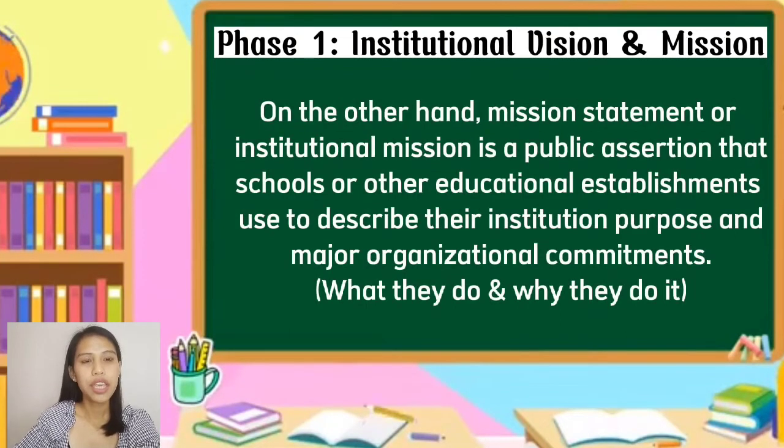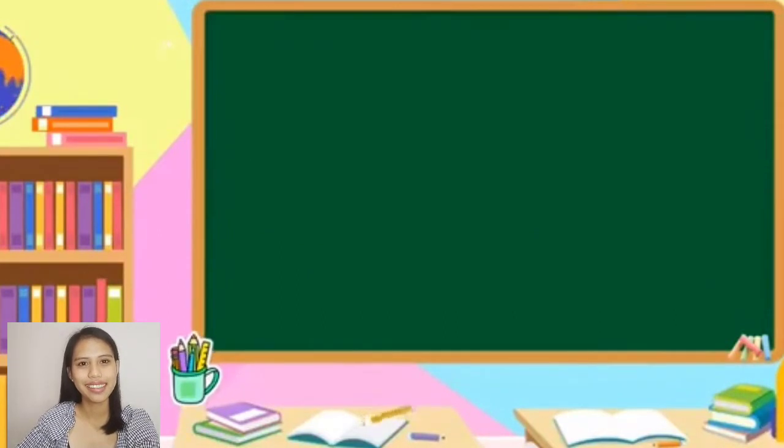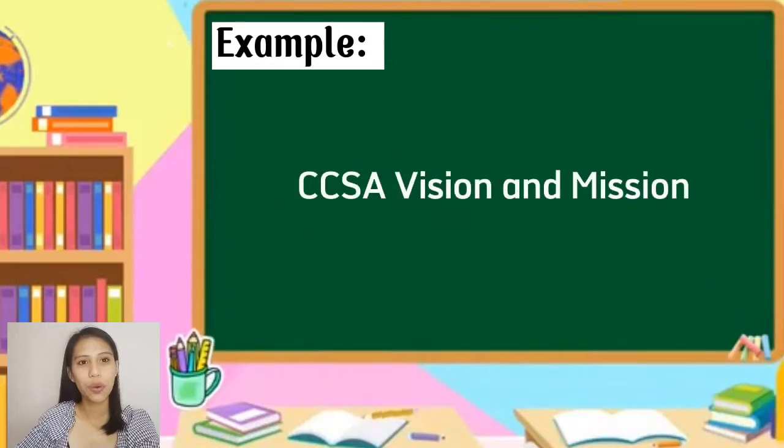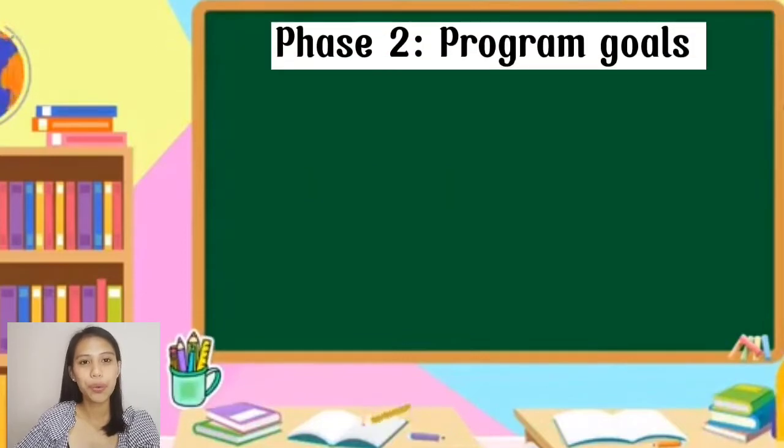On the other hand, mission statement or institutional mission is a public assertion used to describe the institution's purpose and major organizational commitments, what they do and why they do it. A mission statement may describe a school's day-to-day operational values or its public commitments to its students and the community. Examples of it are our very own CCSA school vision and mission. Now let's proceed to phase 2 or the program goals.